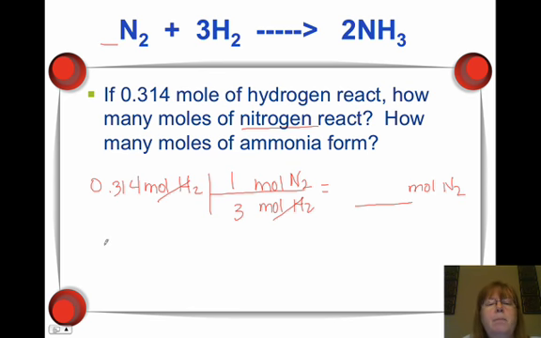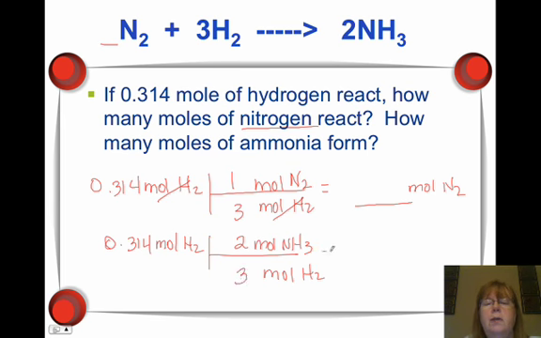All right, what about moles of ammonia that form? Again, same thing. You've got moles of hydrogen given. What do you want? You want moles of ammonia, and you had moles of hydrogen. Our coefficient 2 to the coefficient of hydrogen, which is 3. So it would be 0.314 times 2 divided by 3. And that answer, so go ahead and do it on your calculator, would give you moles of ammonia.